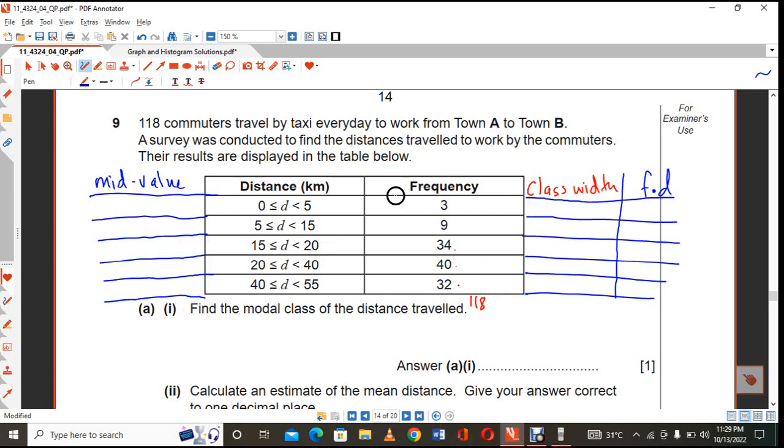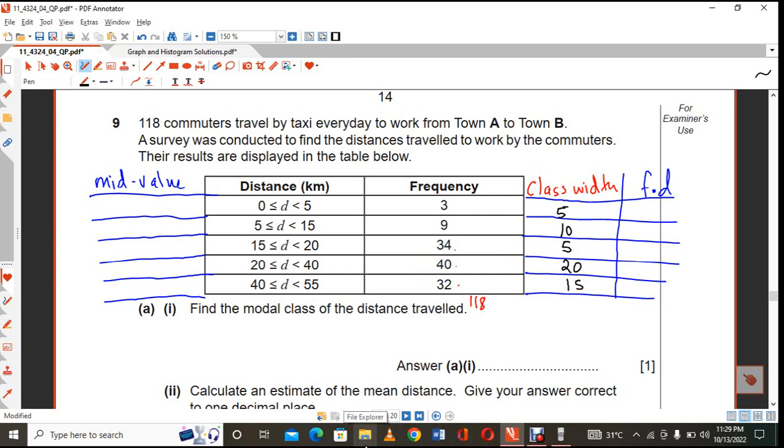Right, so what is the class width? The class width here is 5, from 0 to 5, 5 minus 0, okay? So the class width here is 5. The class width here is 15 minus 5, which is 10. The class width here is 20 minus 15, well, that is also 5. The class width, 40 minus 20, that is 20. The class width here, 55 minus 40, that is 15.